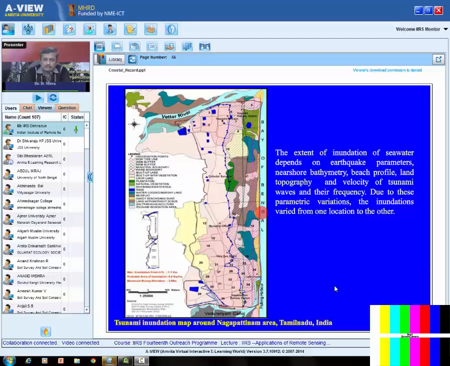Bathymetry is a very important parameter for tsunami prediction. Then the beach profile: how the nearshore beach profile is, whether there is a mangrove belt, whether there are sand dunes, and what the digital elevation near the beach is. Then land topography, and the velocity and frequency of the tsunami waves. Because these variations exist in a coastal area from place to place, the inundation limit also varies from one location to the other, as you can see from here.